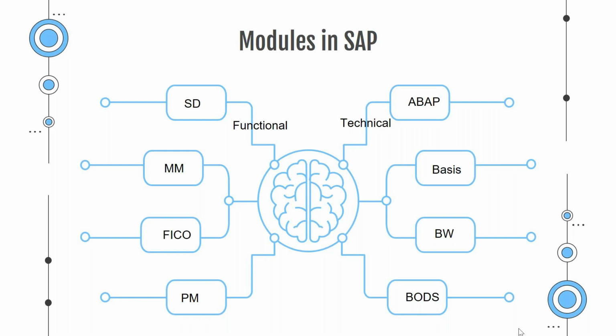Then we have the basis team. So the basis team is the admin team in SAP. Compared to all the technical modules, with the basis team, every issue is a priority issue for them, right?